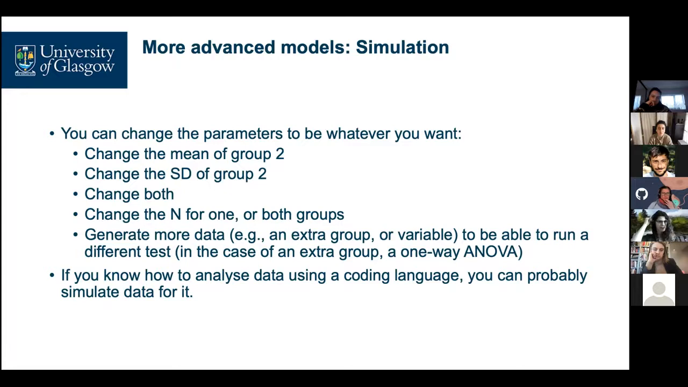So if instead of 2 groups you had 3 groups, that would effectively be a one-way ANOVA. And as long as you know how to analyze data using a coding language, and an ANOVA test is fairly simple in R, for example, then you can probably simulate data and simulate a power analysis to do it. Because all you have to do is say, here is how I'm going to create a data set. And the next slide will tell you how you can do that, or guides on how you can do that. And then you just run a test like you normally would if you had the real data from your real study.